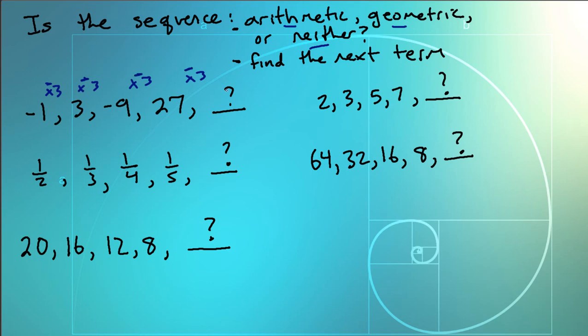Looks like all of these would be negative. So it is repeated multiplication. So our next term is -81. And since it is geometric, our ratio is -3. We're multiplying repeatedly by -3. Well, let's look at the next one.